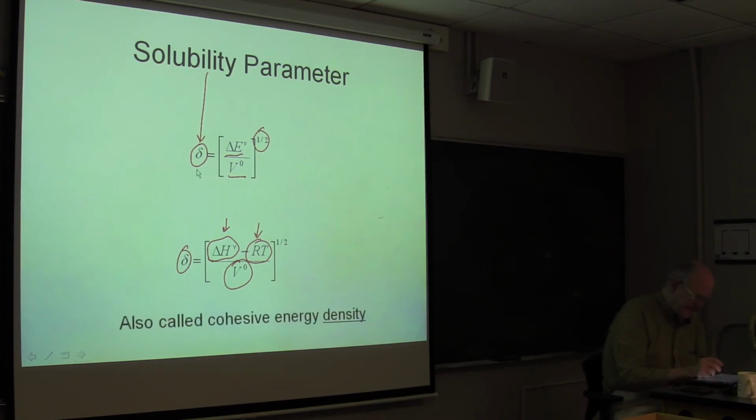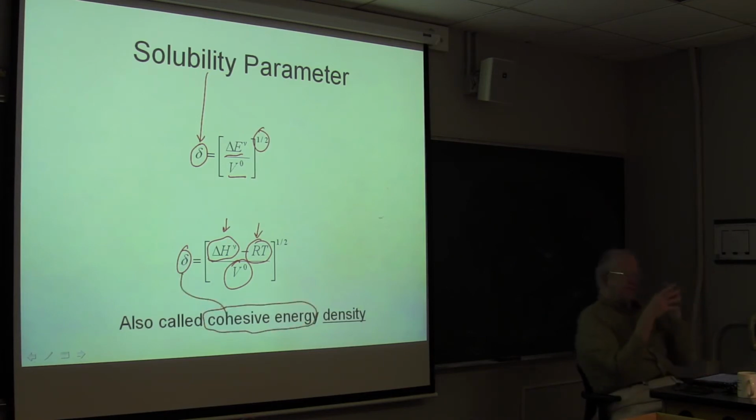This is called the solubility parameter. This delta is also called the cohesive energy. In other words, the amount of energy holding it together as a liquid relative to the ideal gas state. Density. It's a density because it's per unit volume. Density is mass per unit volume. Cohesive energy density is the energy of vaporization, the cohesive energy, divided by the molar volume.